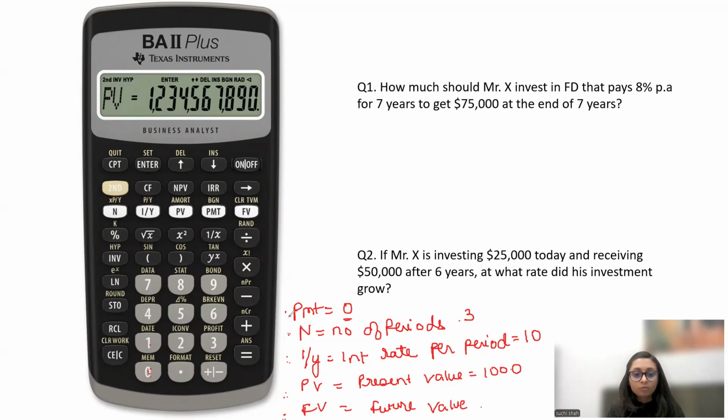Yes, so now we have 1, 2, 3, 4. We have to just find the fifth one. So to calculate the fifth one, you have to use the key compute. Over here on left hand top corner, you have compute, CPT. So you press CPT first and then press FV. Yes. So I hope you are able to get 1331.